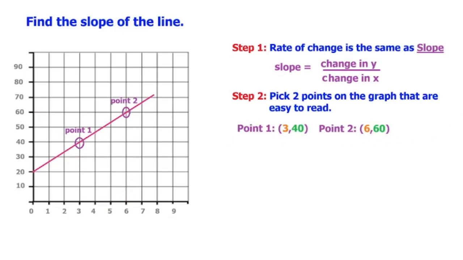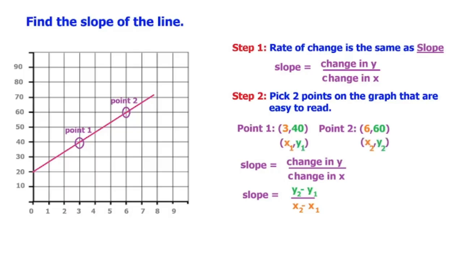Okay. So now we just calculate the change in y over the change in x. And that equals y2 minus y1 over x2 minus x1. So what are y1, y2, x1, x2? So point 1, we call this x1 and this is y1. For point 2, we call this x2 and this is y2.